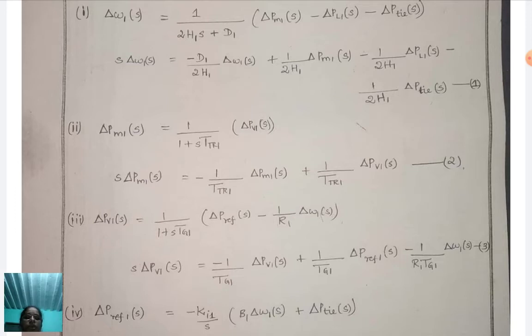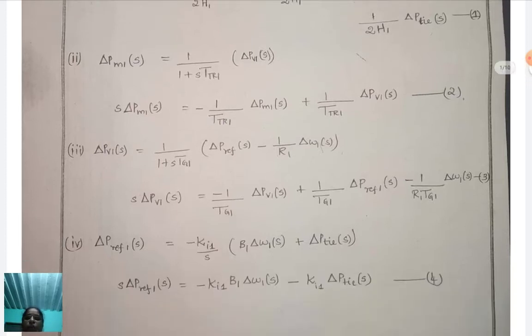You already know 1 by R1 is the speed droop. So, s into del pv1 of s equal to minus 1 divided by Tg1 into del pv1 of s plus 1 divided by Tg1 into del p reference 1 of s minus 1 divided by R1 into Tg1 into del omega 1 of s. This is equation number 3.